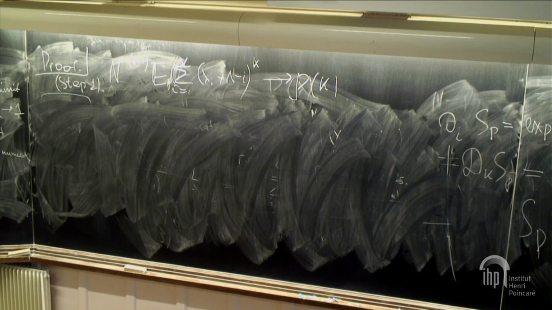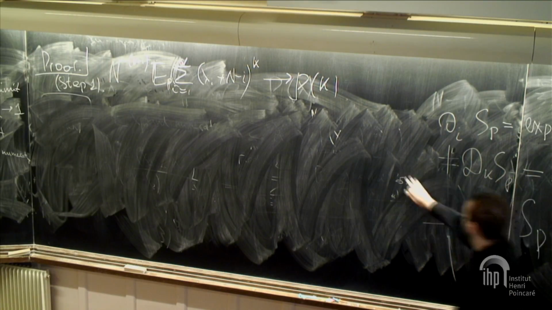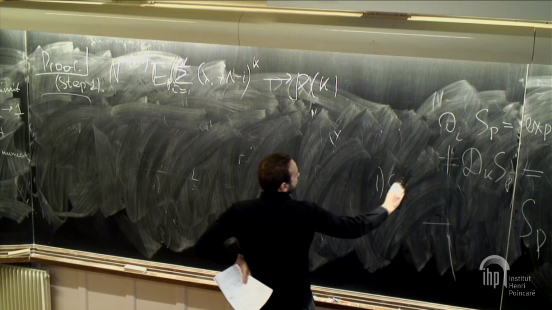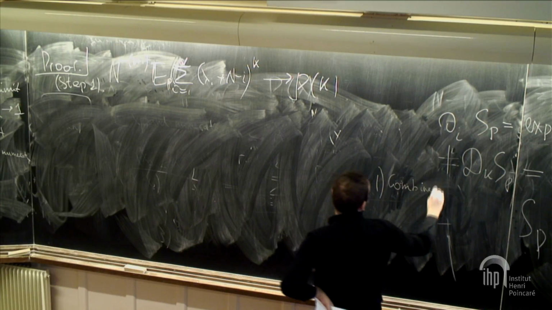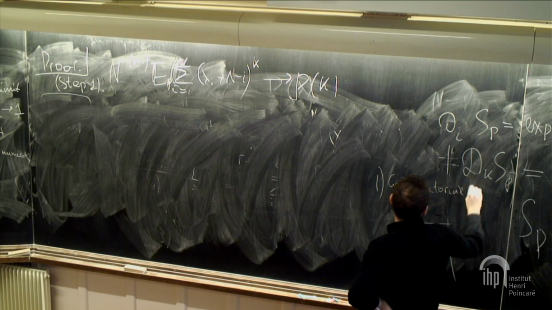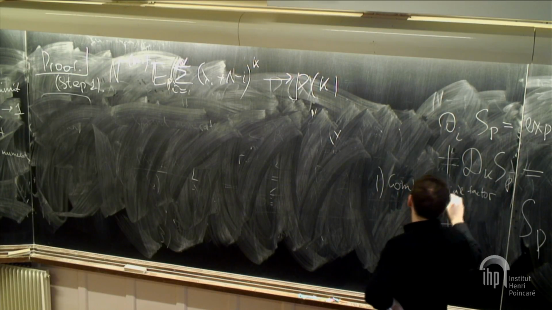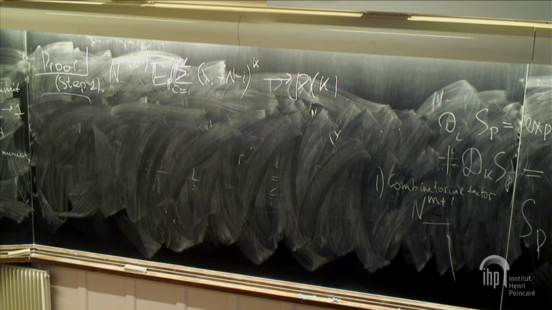Since everything was symmetric, in principle these indices can be any numbers from 1 to large n. Because of that, there is a combinatorial factor of order n to the m plus 1, up to some constants, because n choose m plus 1, in the large n expansion, is of order n to the m plus 1. OK, that is one thing.